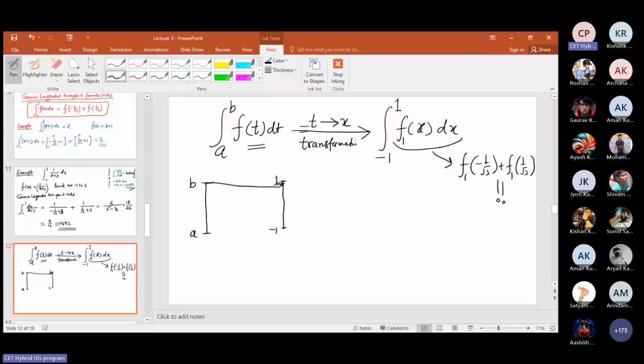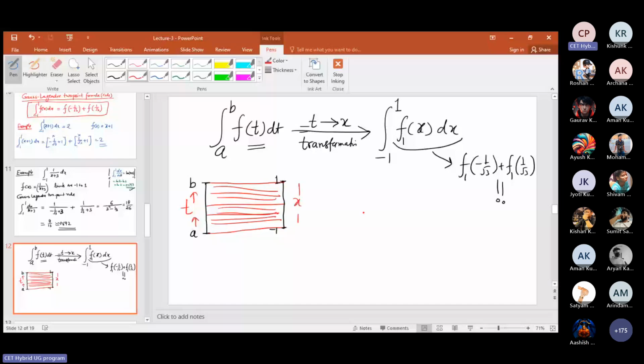स्ट्रेट लाइन नहीं बना पाया मैं. b को हमें +1 से मिलाना पड़ेगा, a को हमें -1 से मिलाना पड़ेगा, और बीच के सारे पॉइंट्स को ऐसे ही हर एक पॉइंट को हर एक पॉइंट से मिला देना पड़ेगा, राइट? तो दिस इज t वेरिएबल and this is x variable.